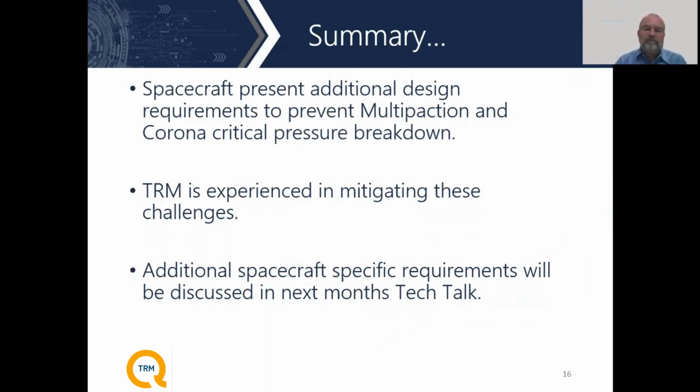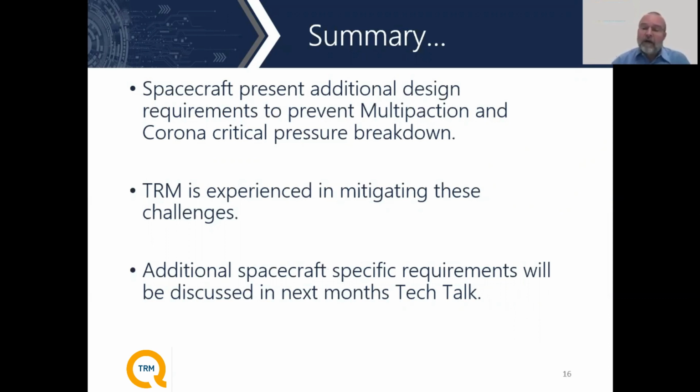Okay, terrific. Well, thank you, Shaun. Maybe you'd like to just do a quick summary and then we can wrap up. Yeah, sure. So basically, when we're designing parts for spacecraft, multipaction and corona breakdown, critical pressure are things that absolutely need to be looked at for every design. It's something that we do here routinely. It's something that we have quite a bit of experience with while we're designing these parts.